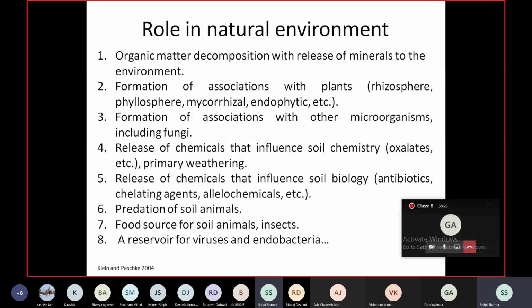Their significance in the change of soil structure is also pivotal. So majorly this is by secretion of various antibiotics and allelochemicals. And they digest the recalcitrant complex matter, making the soil more fertile. Of course, they are part of the food chain as well.